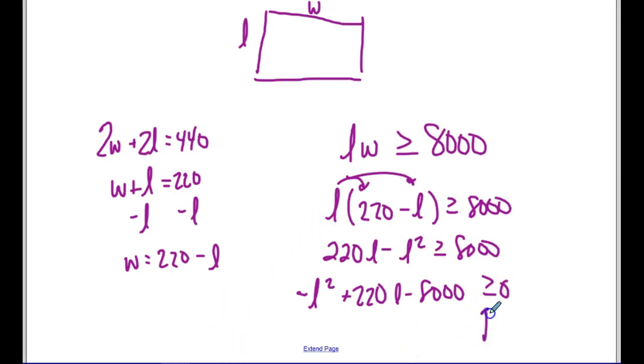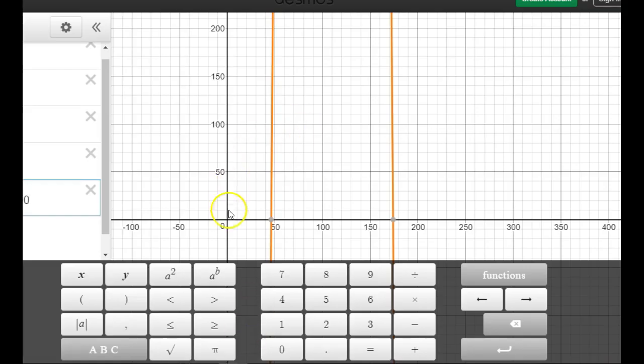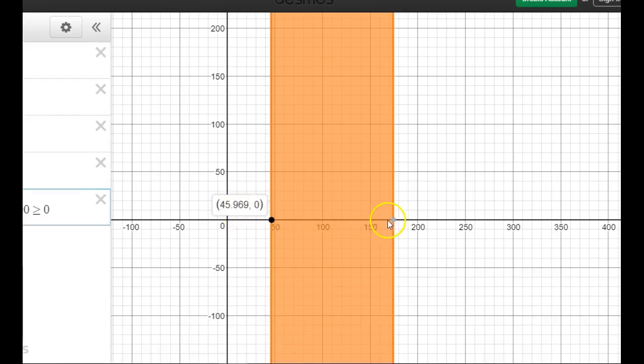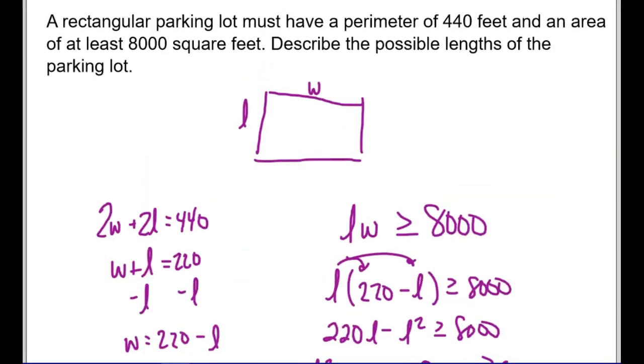First I know that this is going to be a solid line, and that I'm going to be shading. I can pick a point to practice, so I would pick the origin, but here it's greater than or equal to 0. So I see that I'm shading in between here, and this makes sense. Then I can find my intercepts: 45.9 and 174.03. So back here, these are all of my possible lengths of the parking lot.